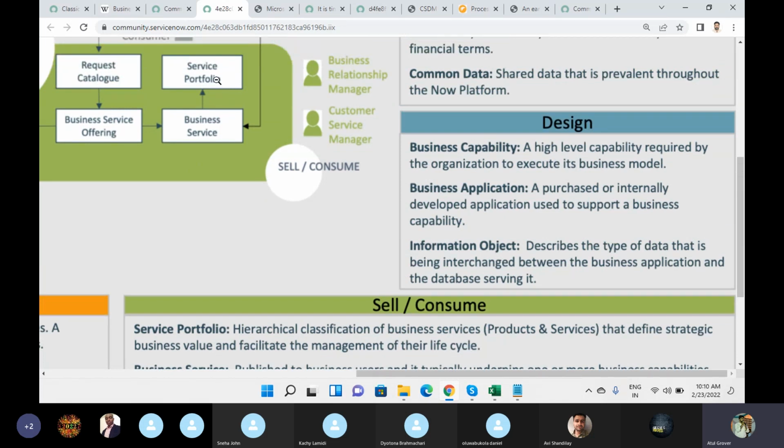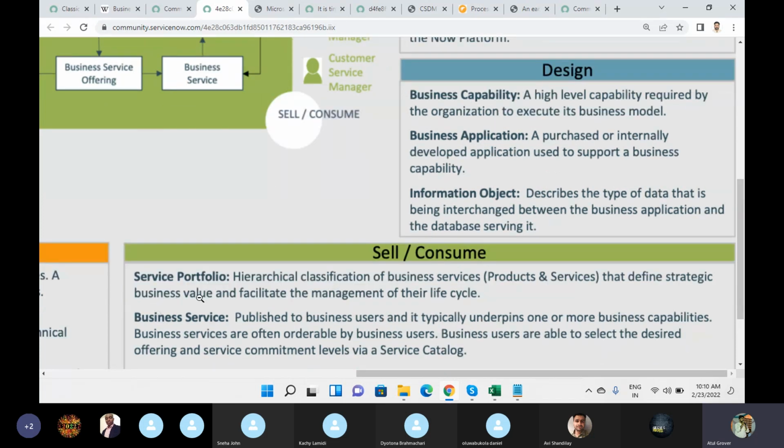I am a consultant, I am a trainer, I am a guest speaker, I am a drummer, I am a baker as well. This is my portfolio. Because via this portfolio, I am getting a business value, which helps me to manage my life cycle completely. It can be product, it can be service. Like training is a service, but baking a cake is a product. So that is called the hierarchical classification.